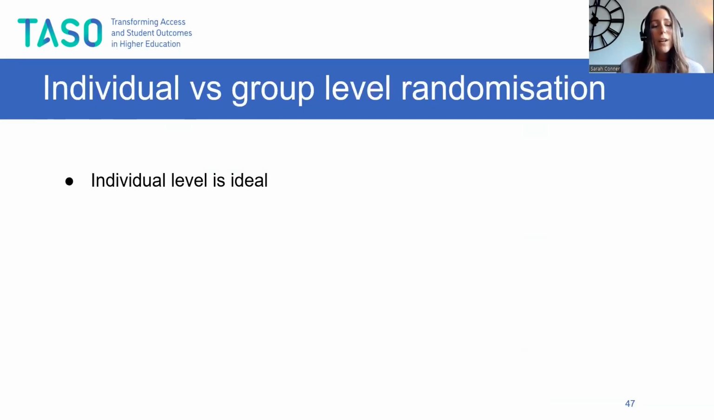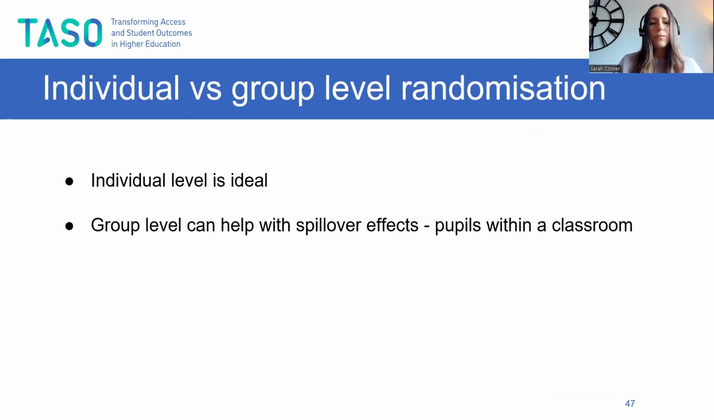Individual level randomization is ideal. That's really what you want to do, because, not to get too technical, this gives you the most statistical power. So this means that you're more likely to actually detect a true difference between a treatment group and a control group, if it is indeed there.